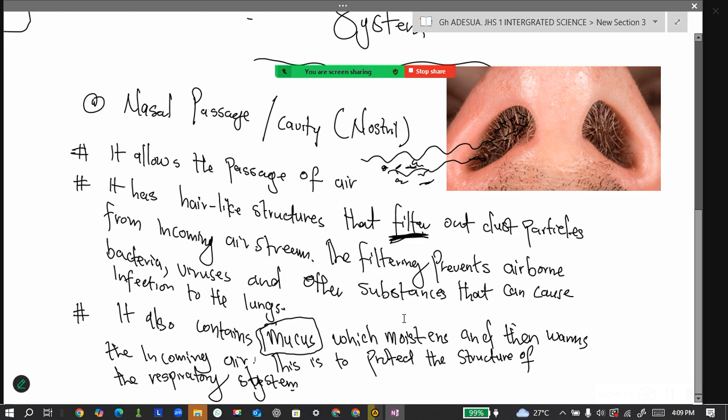The lungs cannot take warm air. So the things that are found within the nose, what do they do? They cool down the air. The moment it enters our nose, it cools down the air so that cool air can enter into our respiratory system.